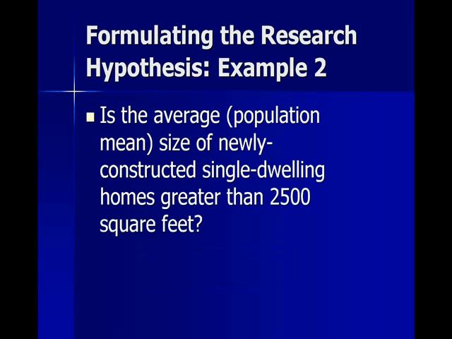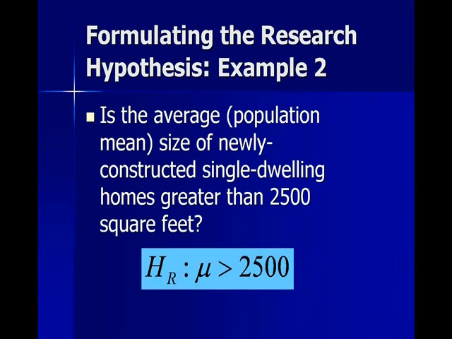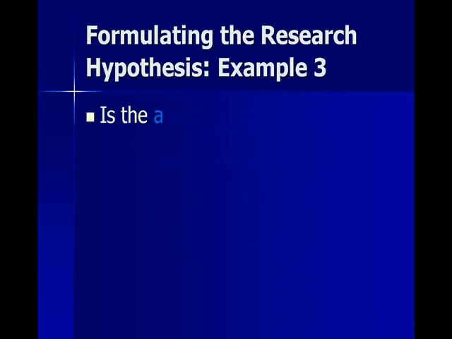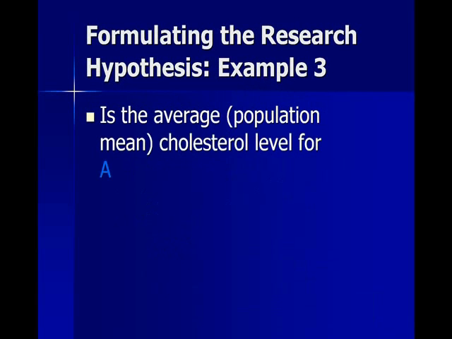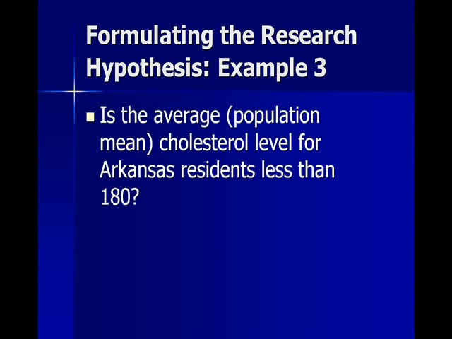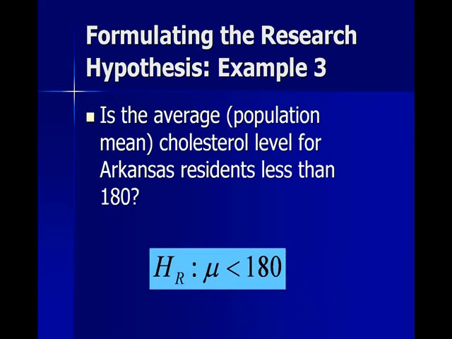So the population mean greater than 2,500. Next, the population mean cholesterol level less than 180. Mu less than 180. Now we're going to call this, when it has a less than, one-tailed lower. You'll see why we call it that later. When we had the greater thans, that would be one-tailed upper.